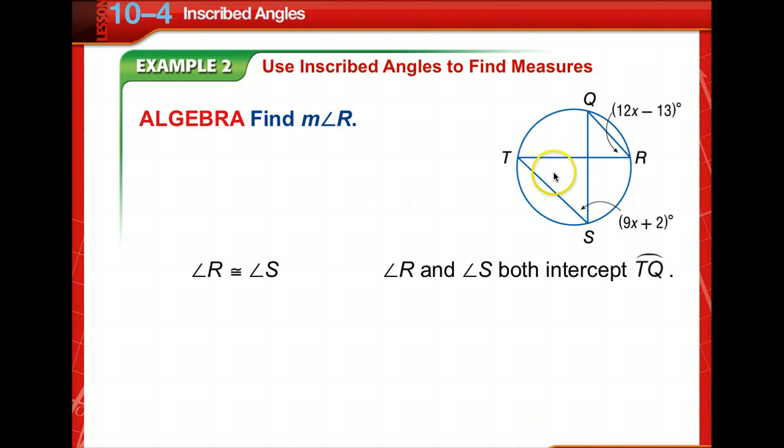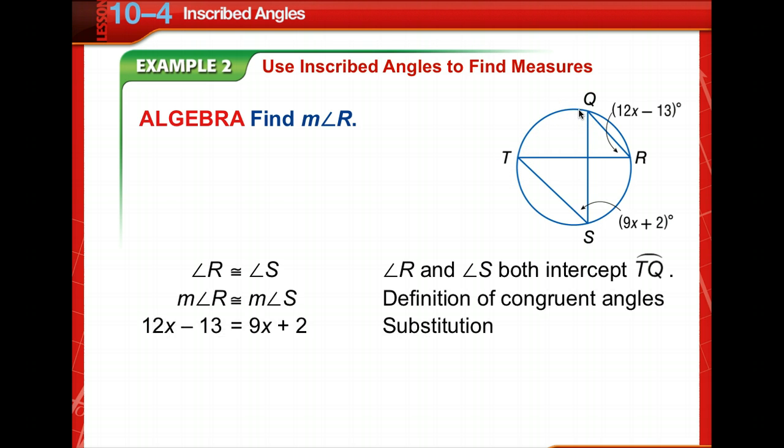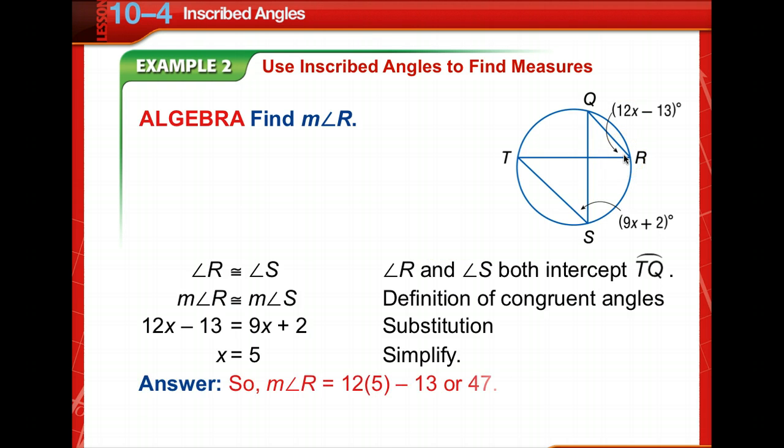Okay, so we're to find the measurement of angle R, and angle R and angle S both intercept arc TQ, so that means that they are congruent. Definition of congruent angles. So we can set these two quantities equal to each other and solve for X. Now we need to go back and substitute. We've got to find out what R is. So we substitute 5 in place of X. 12 times 5 minus 13 is 47.